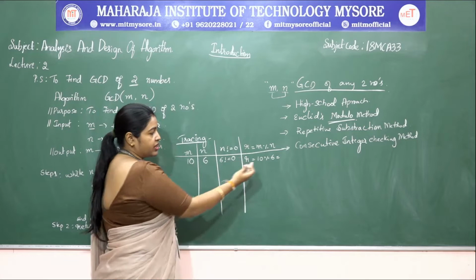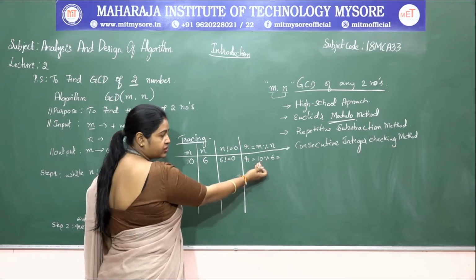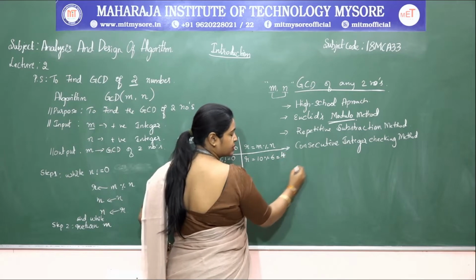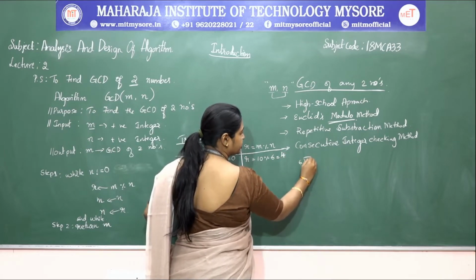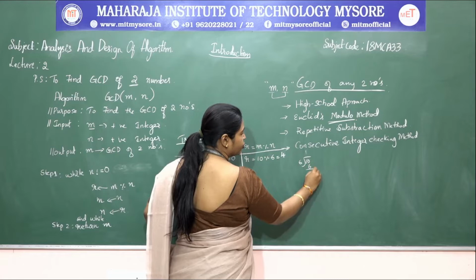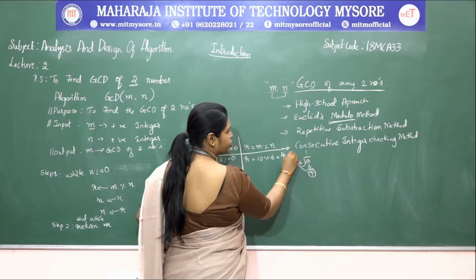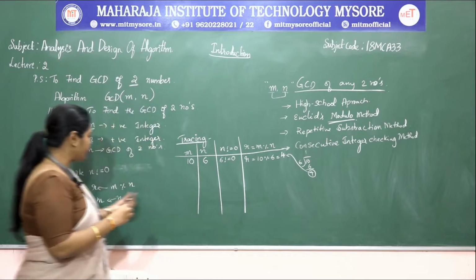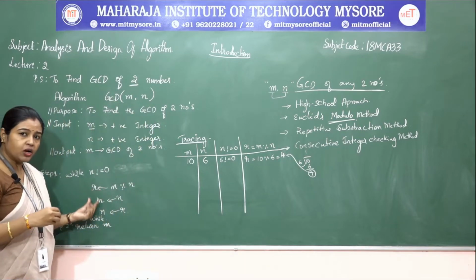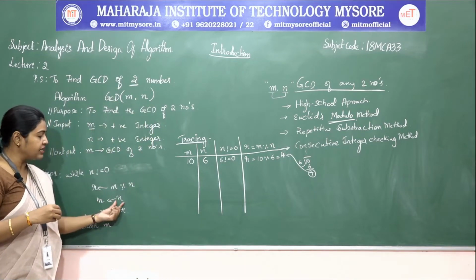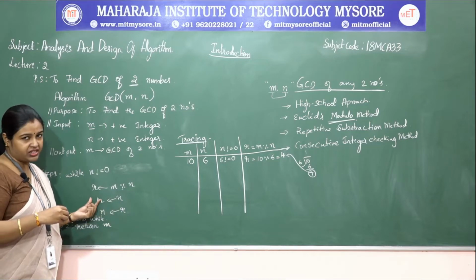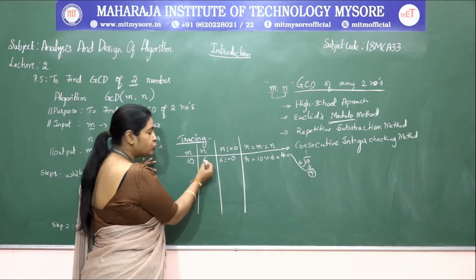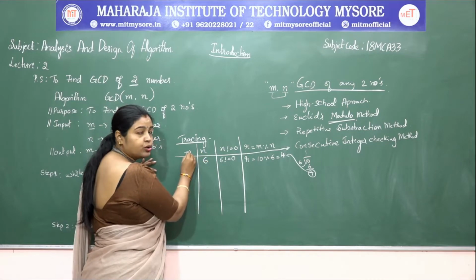When 10 is divided by 6, 6 ones are 6, and 4 is the remainder. So this is how we calculate the remainder value. Now we have calculated the remainder value. What is the next step? We need to assign the second number to the first number. The second number is 6, so 6 has to be assigned to m.